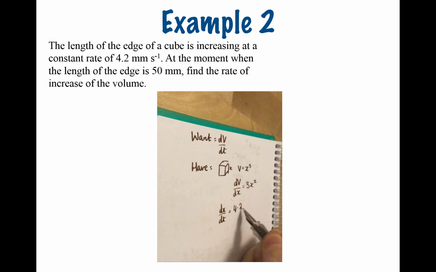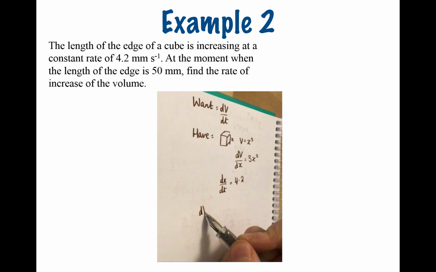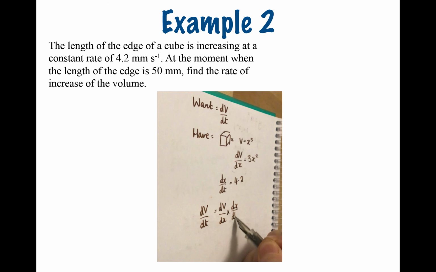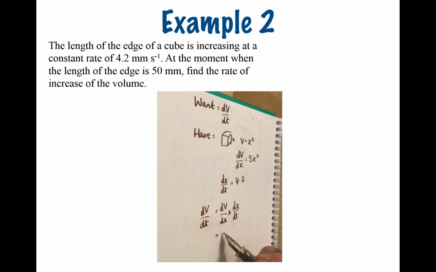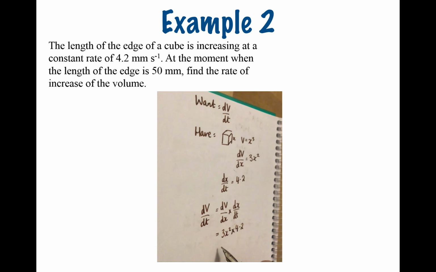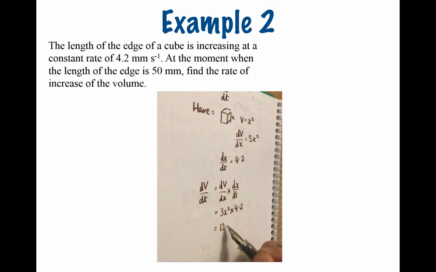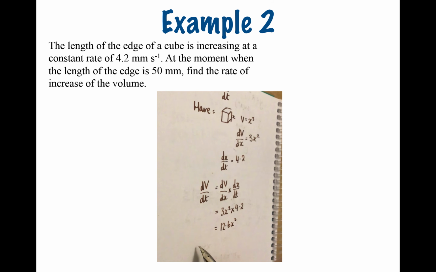And do a quick scan as well to make sure that all your units are the same and that they're not being sneaky by doing some things in centimetres and some things in millimetres. They tend not to, but it's annoying when they do and you miss it. Anyway, dV by dt, I can connect with dV by dx, dx by dt. And it's a straightforward case of multiplying those two bits together. I get 12.6 x squared. I'm told a particular length of edge when x is equal to 50. Then I can put that into my equation and get dV by dt.